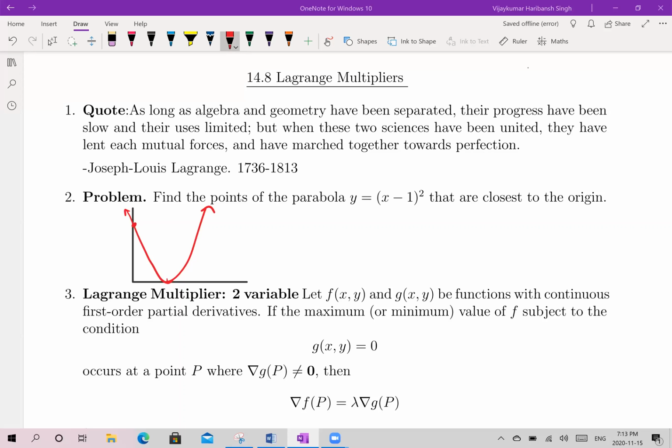Welcome students. We want to discuss the method of Lagrange multipliers. So this is for optimization.